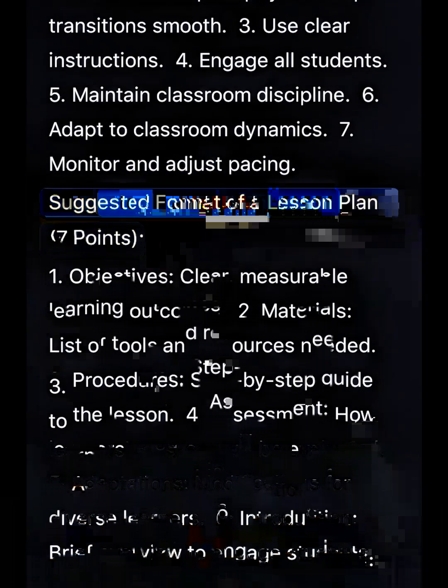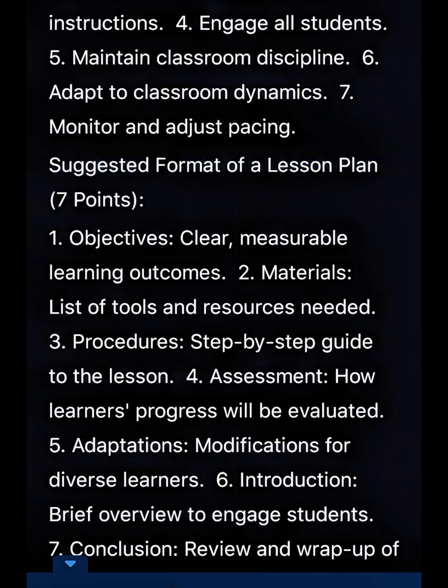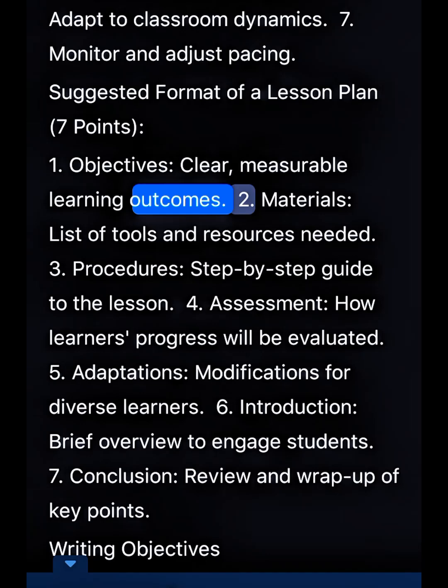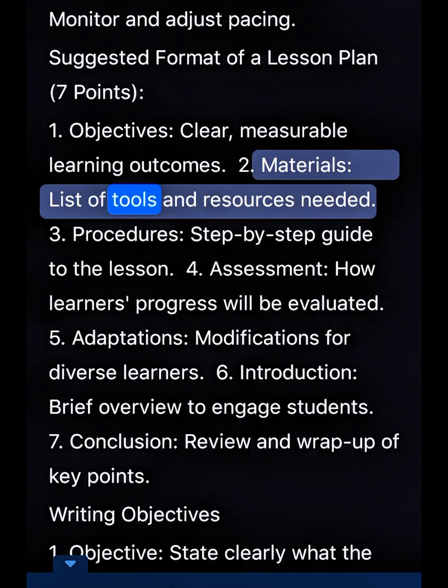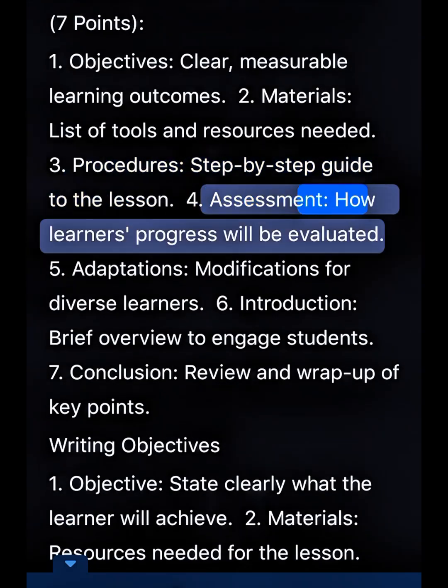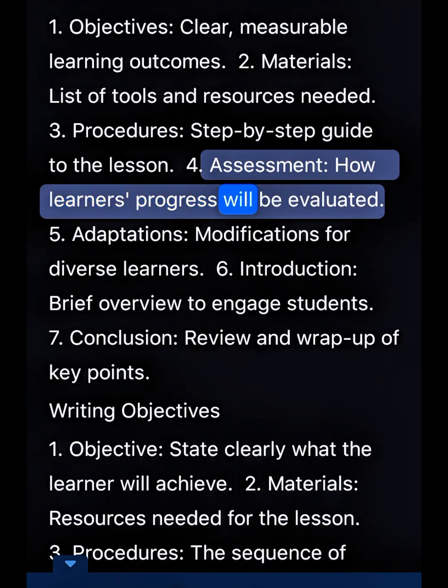Suggested format of a lesson plan. 7 points. 1. Objectives. Clear, measurable learning outcomes. 2. Materials. List of tools and resources needed. 3. Procedures. Step-by-step guide to the lesson. 4. Assessment. How learners' progress will be evaluated.